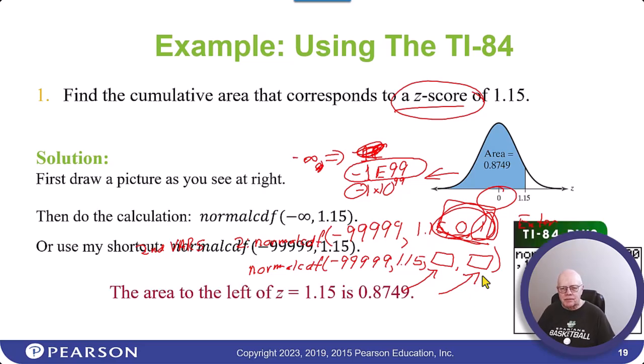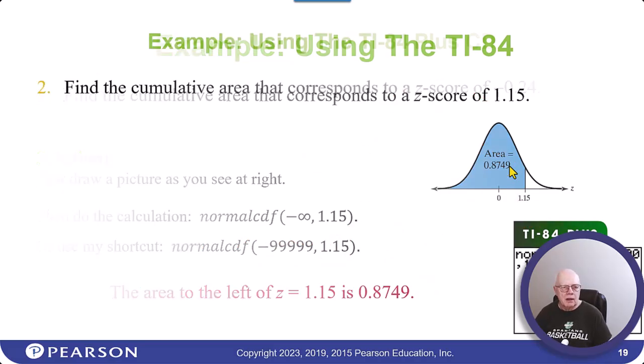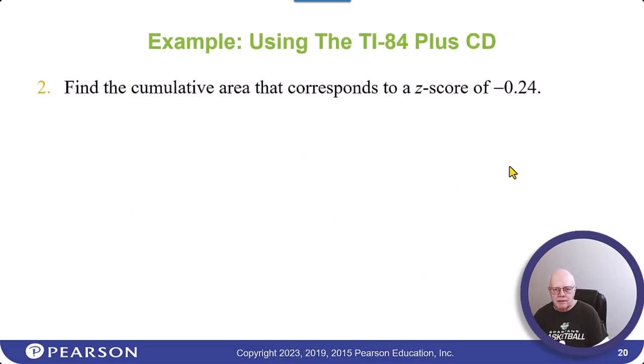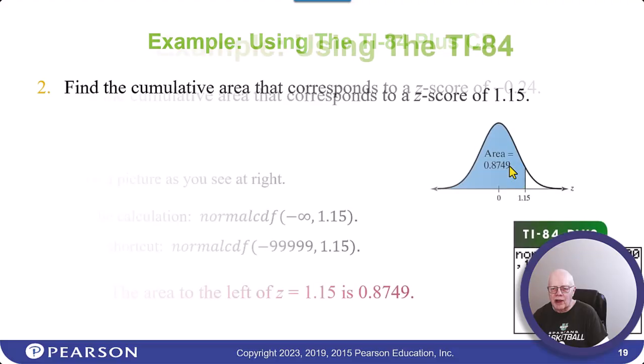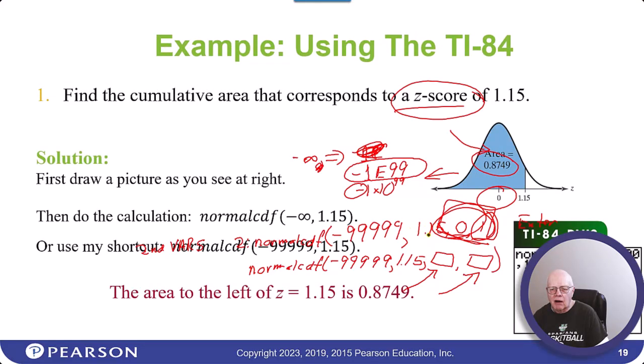And the area, we've already talked about that. If you look at the picture up here, the picture is so important. It's more than half, which means that 0.8749 for an area makes sense. By the way, you notice that we have a picture here on the bottom of what your calculator screen is going to look like if you're using the TI-84 Plus.